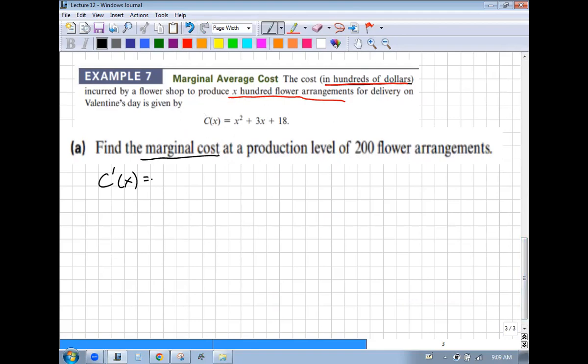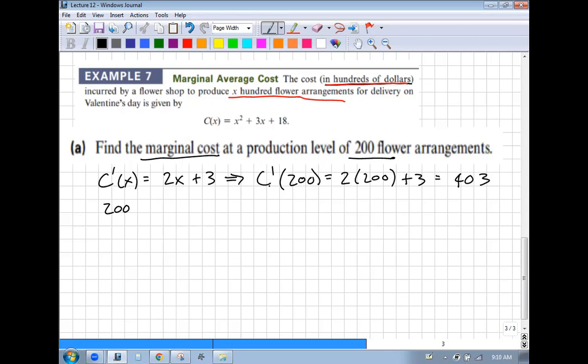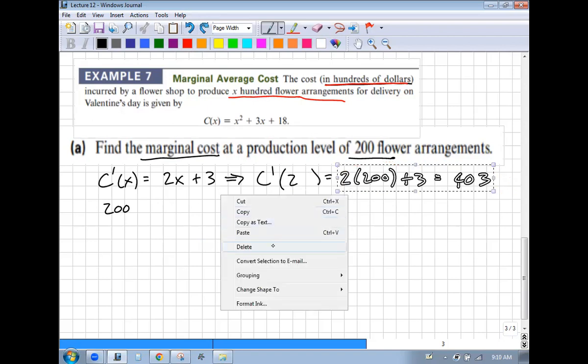All right, so first, do we have the cost? So we just need to find the derivative. So power rule, multiply by the exponent, subtract 1, and then 3. So therefore, C prime at 200, 2 times 200 plus 3 is 403. So what does that mean? It means that, wait, this is in hundreds of dollars. So what does this mean? This 200 is in, wait, hold on. 200 of flower arrangements. So I did this wrong. X is in hundreds, so we just want to put the number 2 there.